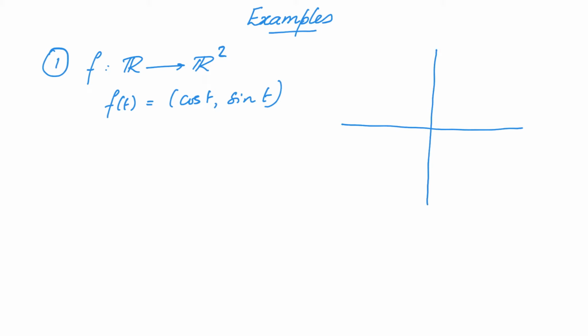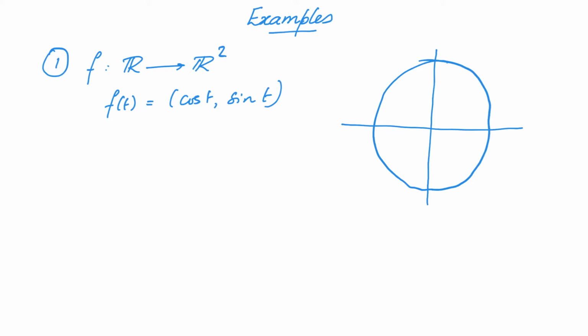As you know, the image of this function is the familiar circle. This is because cos square t plus sin square t is always equal to 1. Therefore, the point (cos t, sin t) is always at a distance 1 from the origin.